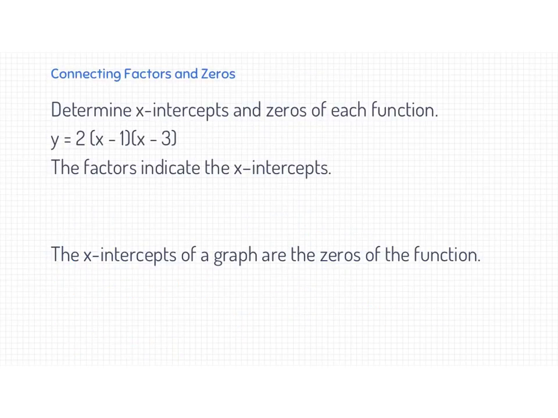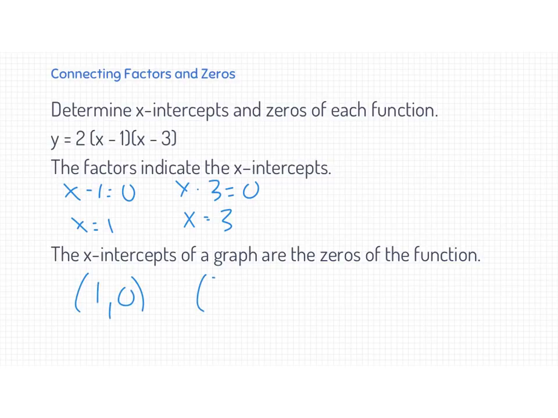Determine x-intercepts and zeros of each function. So the factors indicate the x-intercepts. Well, we're already factored, which means we can then just set each factor equal to 0 and solve. So add 1, you get x equals 1. Add 3, and x equals 3. So those are our factors. Now our x-intercepts will be (1, 0) and (3, 0). Because what we did is we really substituted 0 in for y, which then allowed us to write our x minus 1 equals 0 and x minus 3 equals 0.